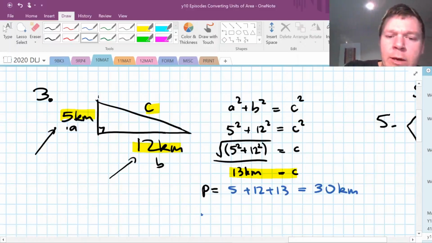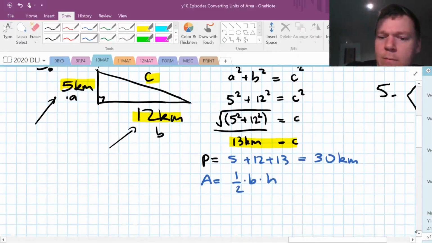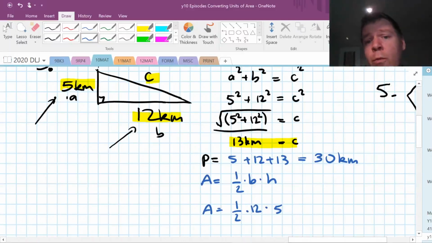Okay, area of a triangle is half base times height. So half times 5. Oh, actually, that's not the base, is it? Move that over there. 12 times 5. Of course, it doesn't actually matter which order you do base times height, but I just wanted everything to sort of match up with how it is in the question.